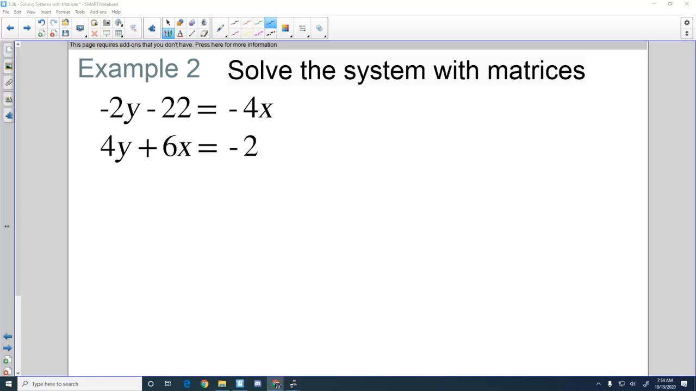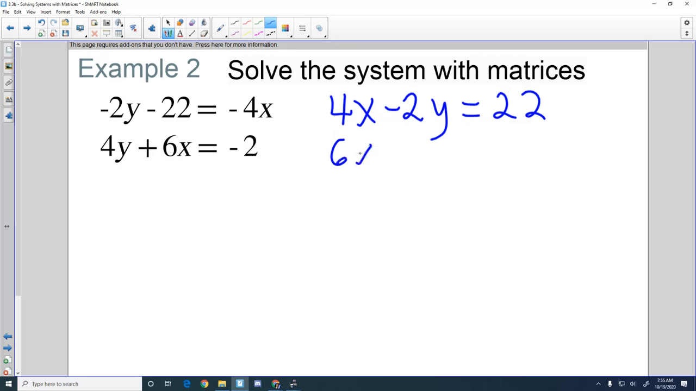So let's first get these into standard form. All I need to do is bring that 4x over to the left side, and then add that negative 22 to the other side to get that first equation in standard form. The second equation, the y is in front. I'm just going to switch the positions of the x and the y term. 6x plus 4y equals negative 2.